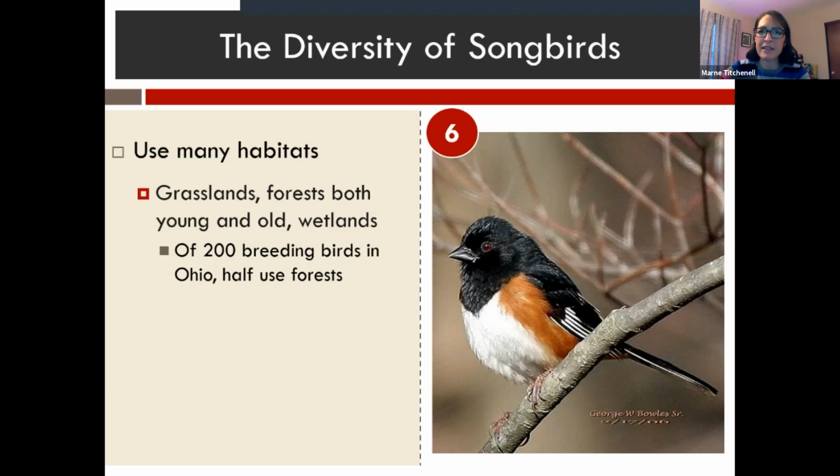And so I'm just kind of stressing the importance of forests as a resource for our birds, because as we start talking about our non-native invasive plants, those are often areas that they infiltrate and sometimes go unchecked, especially if it's a forest that's not being managed.